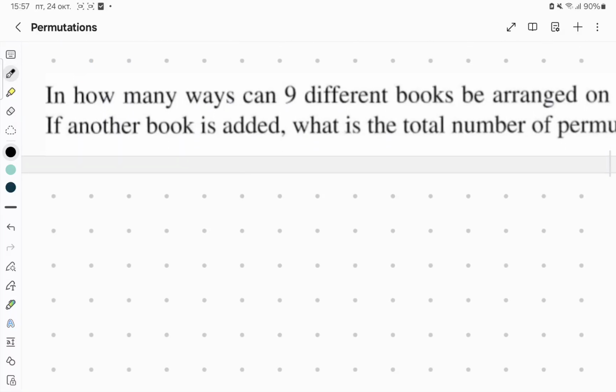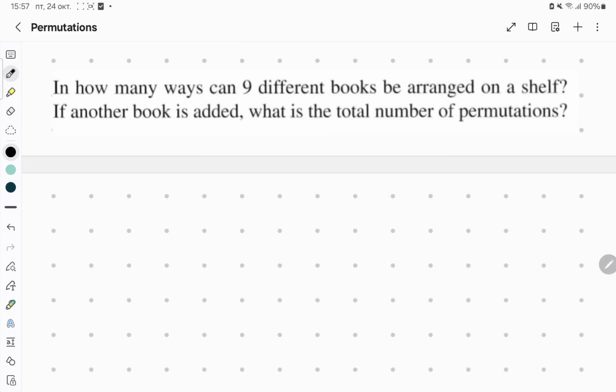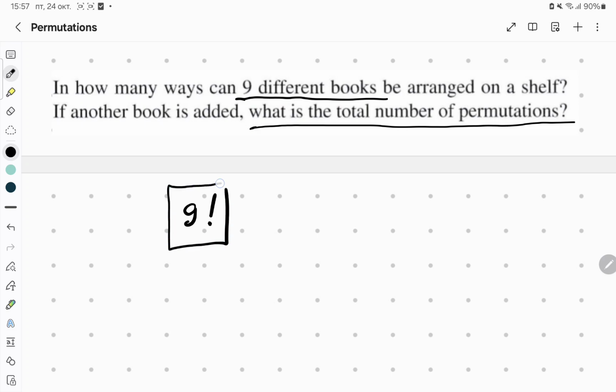Okay, so the second question is about books. The books could be arranged on a shelf, 9 different books, and the question is what is the total number of permutations. So 9 different books. Obviously, it is 9 factorial. I will leave it the same. I hope you will use a calculator to find this number because it is quite big. It takes time to calculate without a calculator.